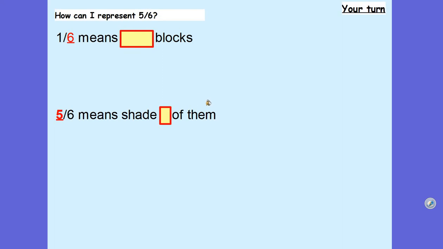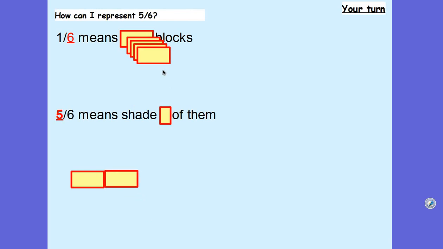In your light blue books, 1/6 means how many blocks? And 5/6 means how many do we need to shade? Pause the video and draw that out for me now. Okay, Katie, if I want 5/6, how many blocks do I need? Cool, just like 1/6, we need 6 blocks.